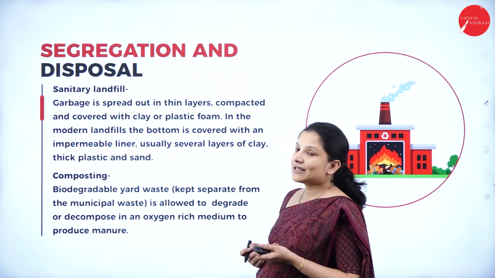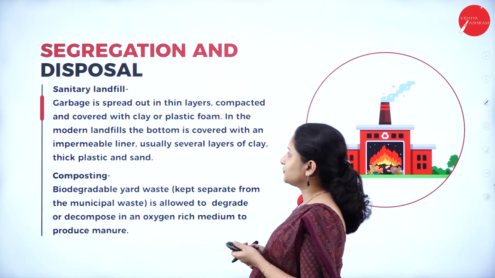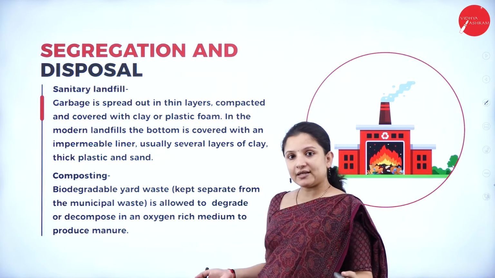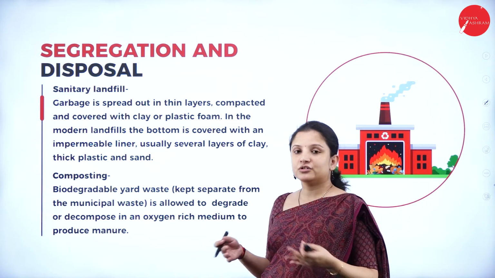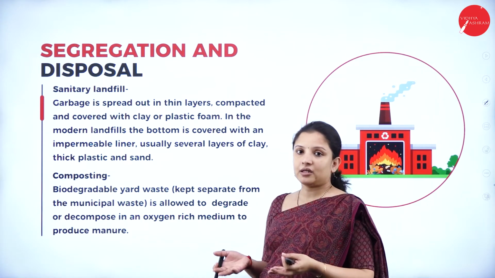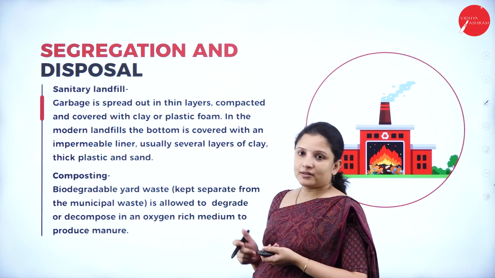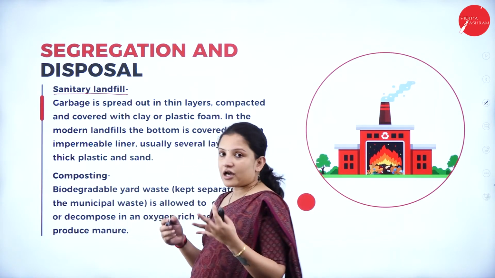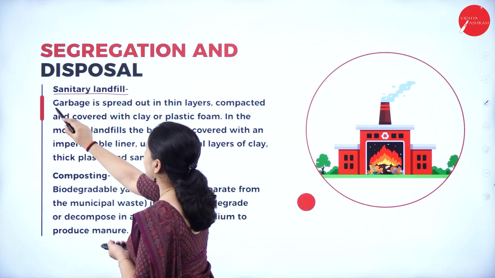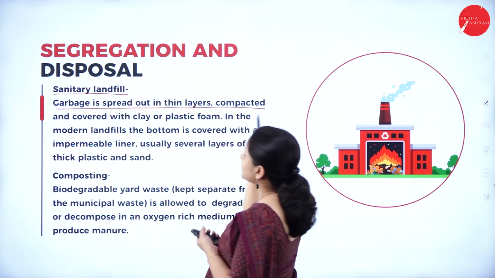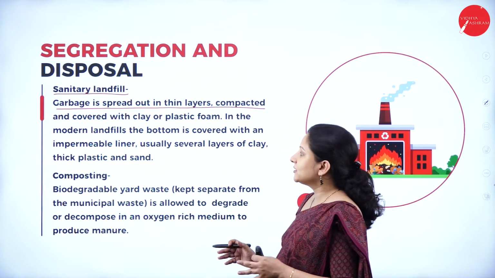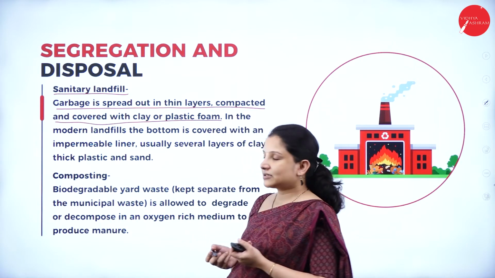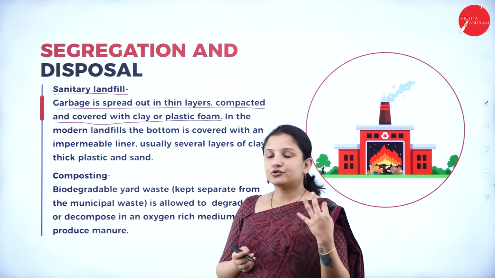Next is segregation and disposal. There might be some materials which cannot be recycled, cannot be reused, cannot be burned, and nothing can be done. So what can we do with them? For that, a sanitary landfill can be used, wherein the collected garbage or solid waste is spread out in very thin layers, compacted, and covered with clay or plastic foam. That is what they used to do in earlier times.